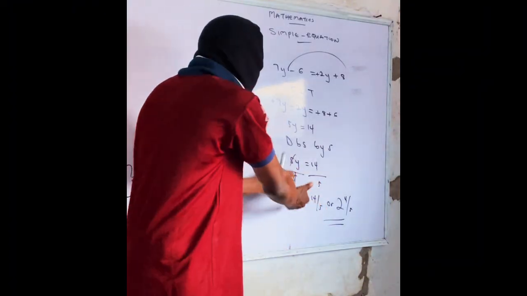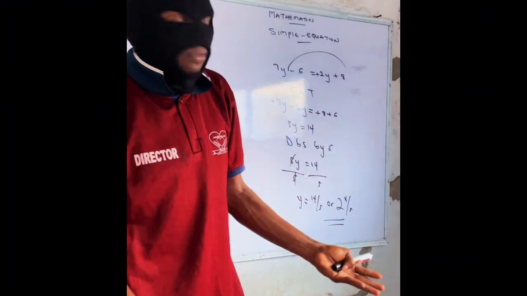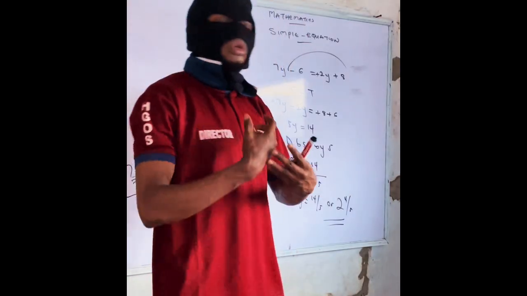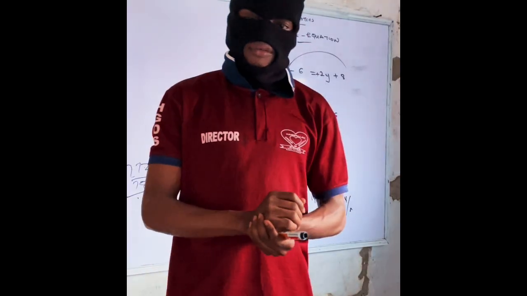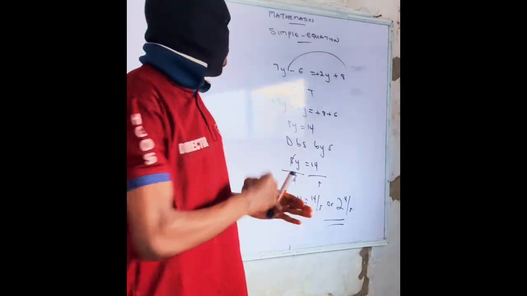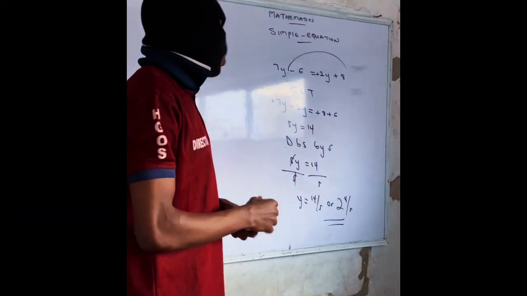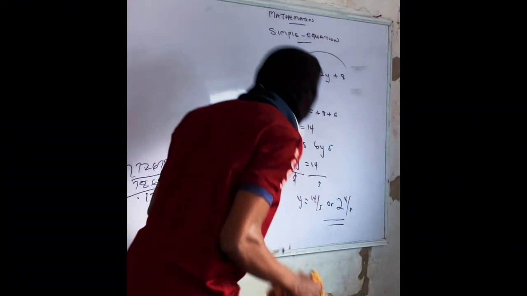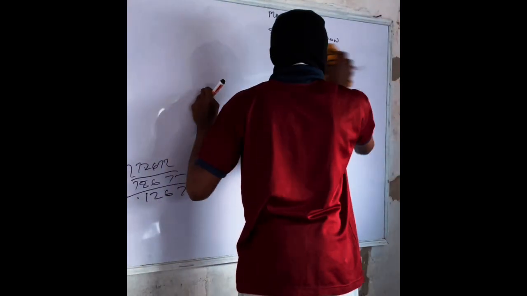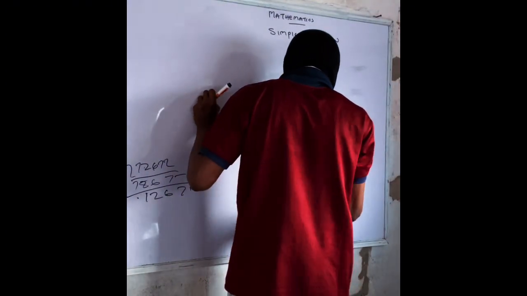Now you can see our y gives us either 14 over 5, or the answer can be 2 whole number, 4 over 5. Very, very simple. So that is more about collecting of like terms. Even though, okay, let me put more examples of that. So you understand what I'm saying?